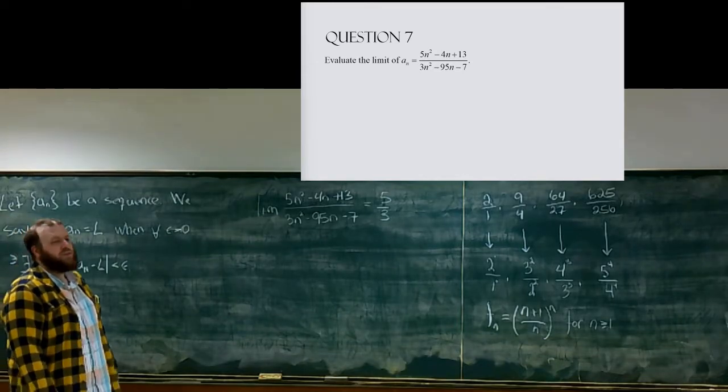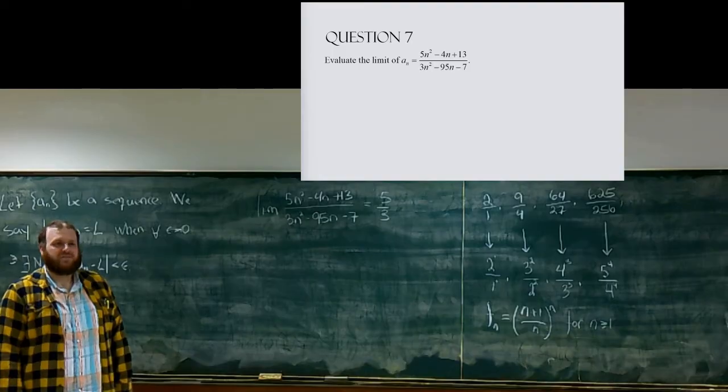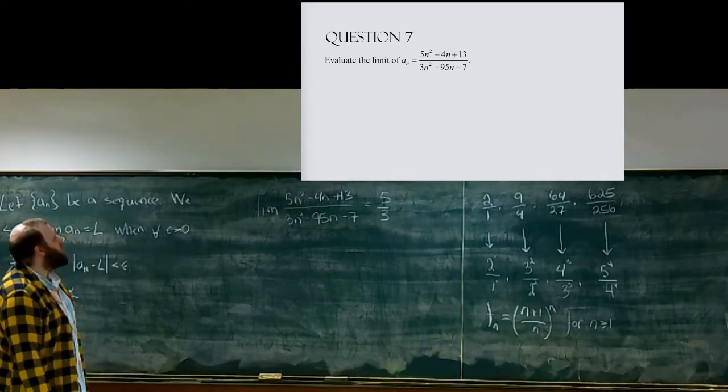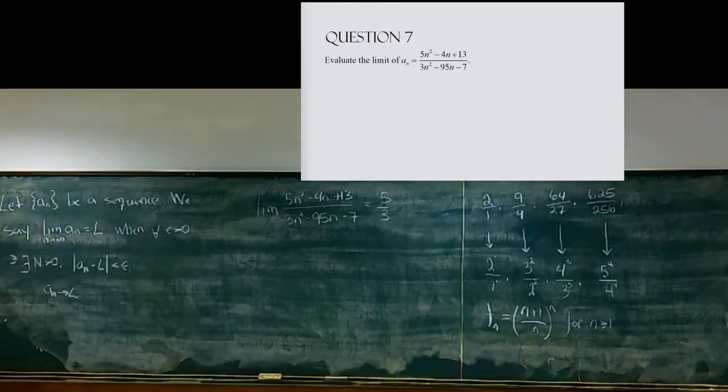Which, by the way, you would also get if you used L'Hopital's rule twice. First application would give you 10n minus 4 over 6n minus 95. Second application would then give you 10 over 6, which is 5 over 3.